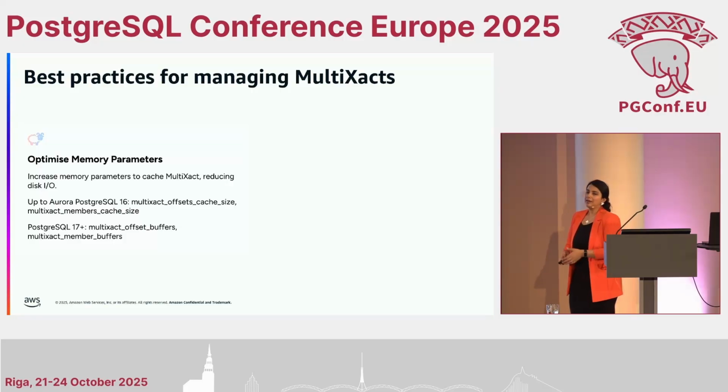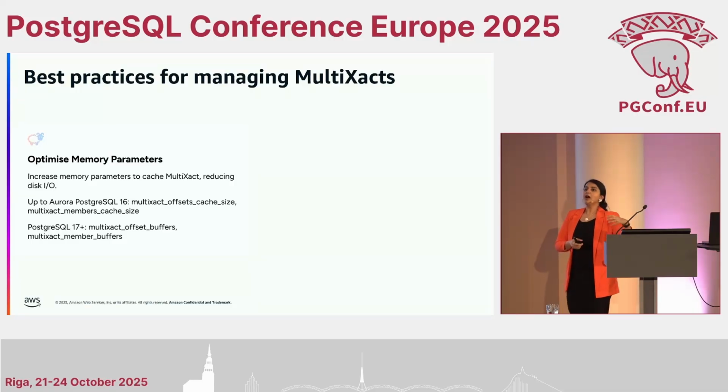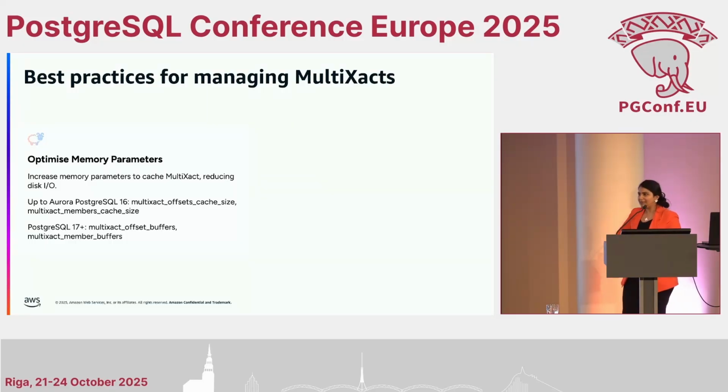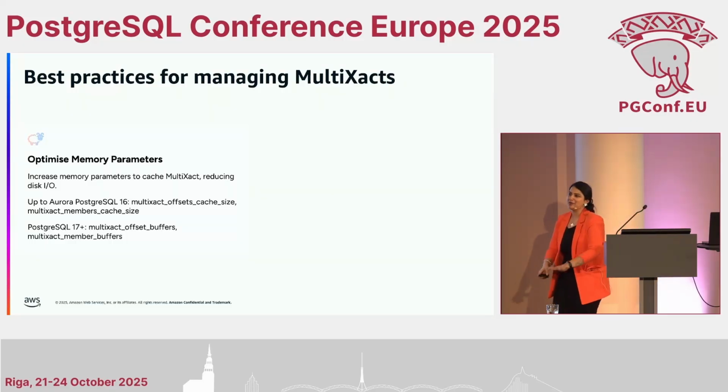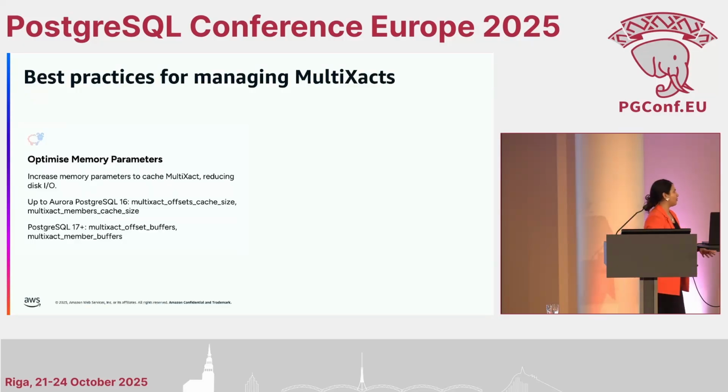So yes, you can increase these parameters to cache more multixact data, reducing the disk IO, but it doesn't really solve the problem. If you are using a lot of multixacts, I would recommend following the other approaches first, like detecting how they are used and maybe changing the application behavior, and then deciding to tune these parameters. Otherwise it's just not looking at the problem and delaying it further.